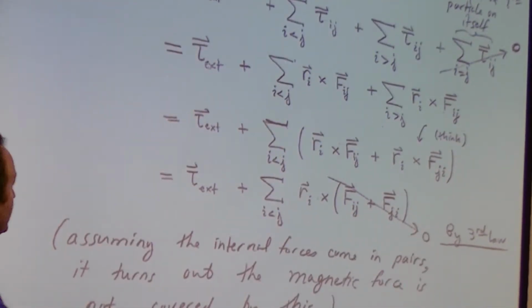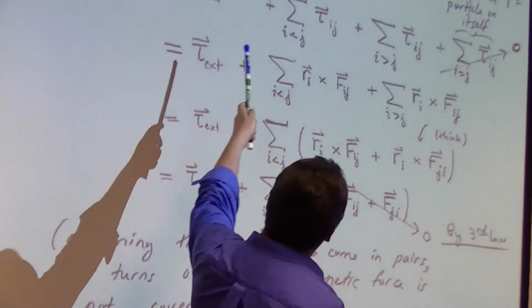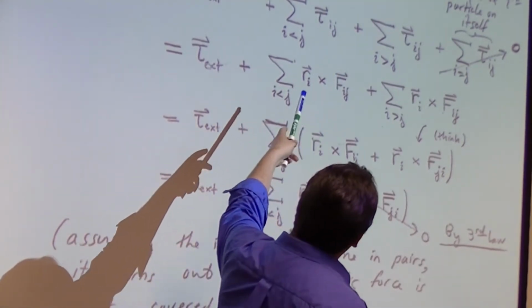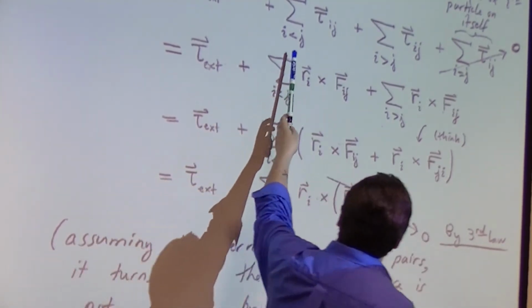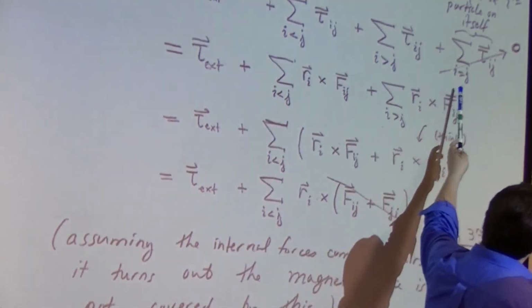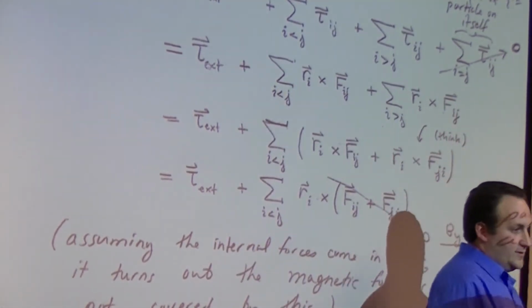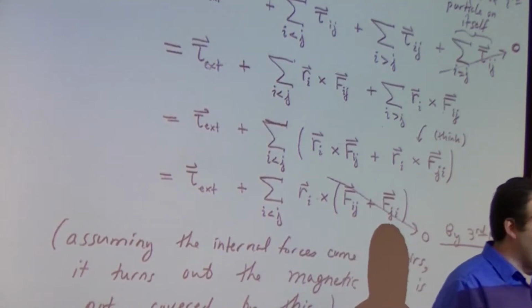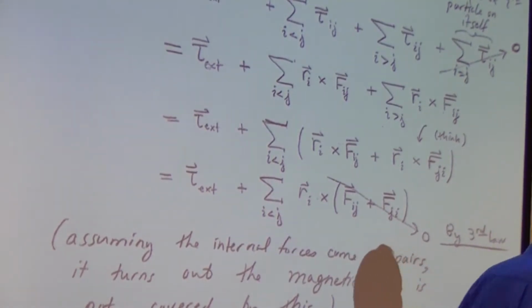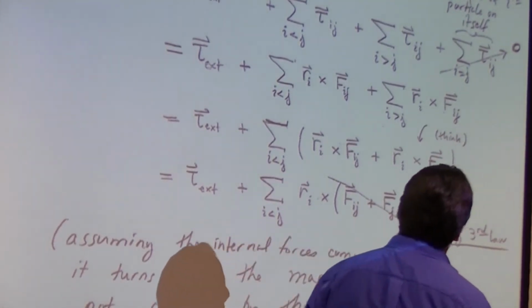So the net torque would be the sum of the external torques and the internal torques. But for the internal torques, you could say i less than j, i greater than j, i equals j. Well, you can't torque yourself. It's not possible, because you are where you are, so you can't put a torque on where you are.